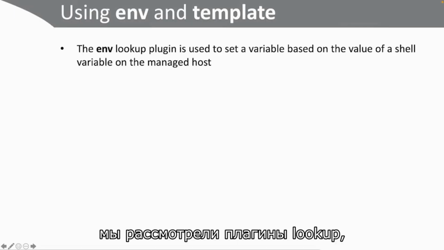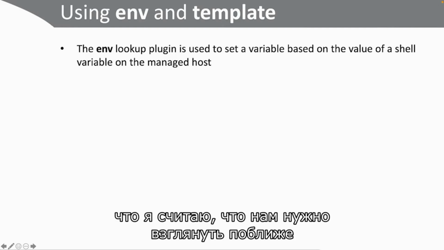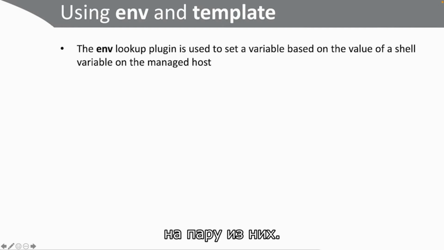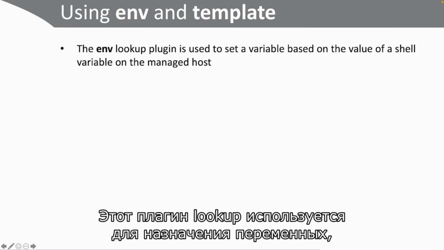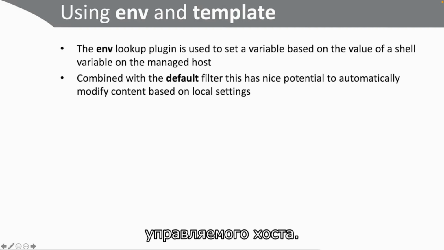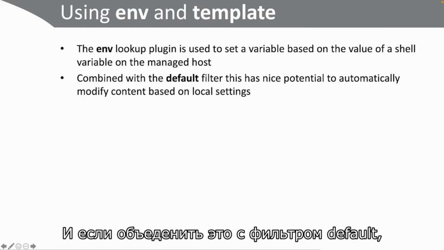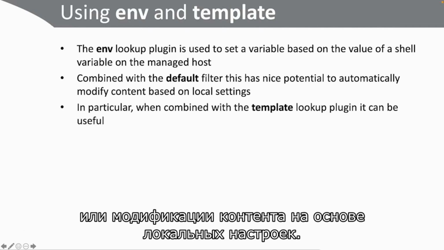In the previous video, you've learned about lookup plugins. There are so many of them that I feel it's needed to have a look at a couple of them in more detail. So to start with, there's env for environment. This lookup plugin is used to set a variable that's based on the value of a shell variable on the managed host. And if you combine that with the default filter, it has a nice potential to automatically create or modify content based on local settings.